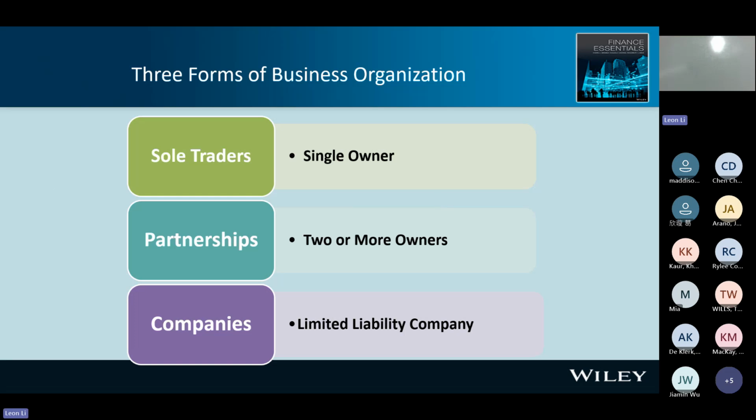Here is a summary. So we have 3 forms, not difficult to understand. Sole trader or single owner, partner, 2 or more owners. Finally, we have the company, all right?